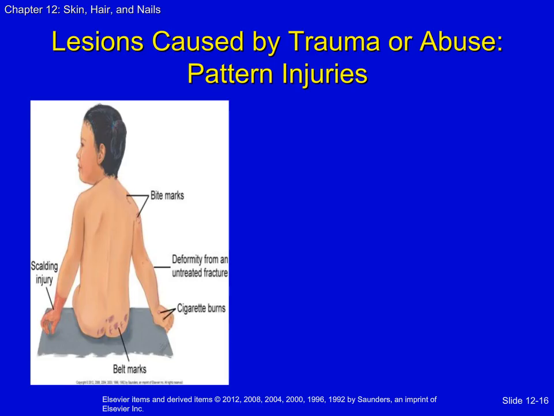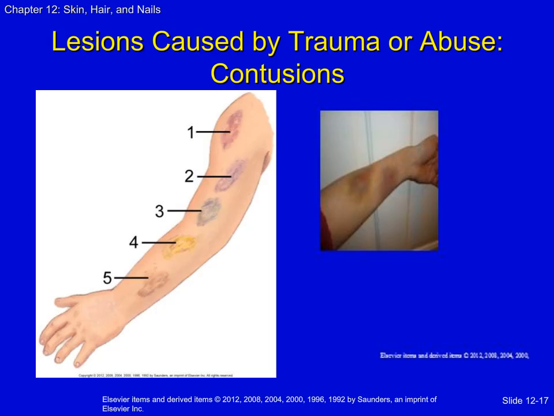Lesions caused by trauma or abuse are called pattern injuries and can be noted in the slide here. Lesions caused by trauma or abuse include contusions. Note the variant color of contusions that occur at different times.